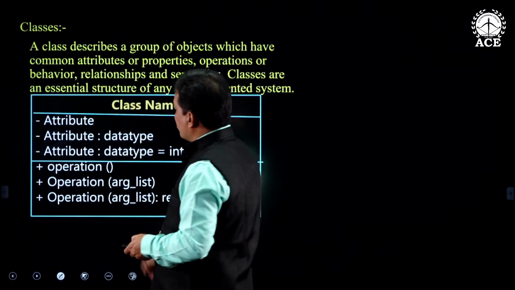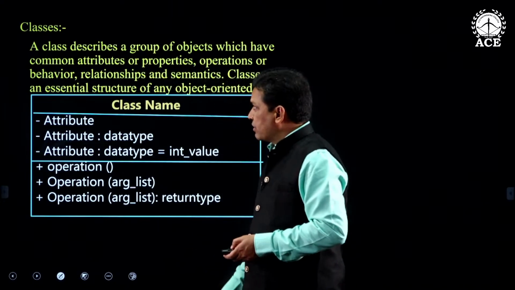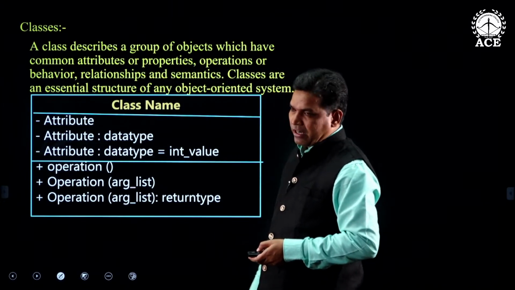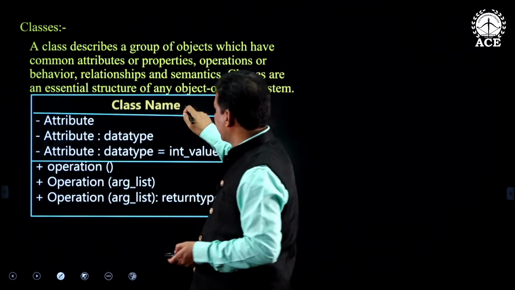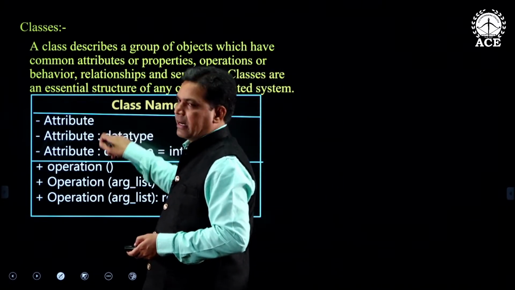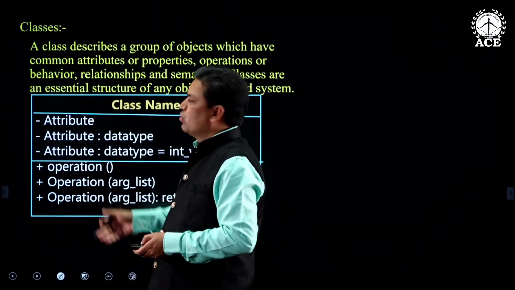Class. This is a rectangle box. So the graphical representation of a class in UML is a rectangle box which consists of 3 compartments: class name, attributes, operations. Class name, right? Attributes, here we can add attributes. For example, ATM user is a class.